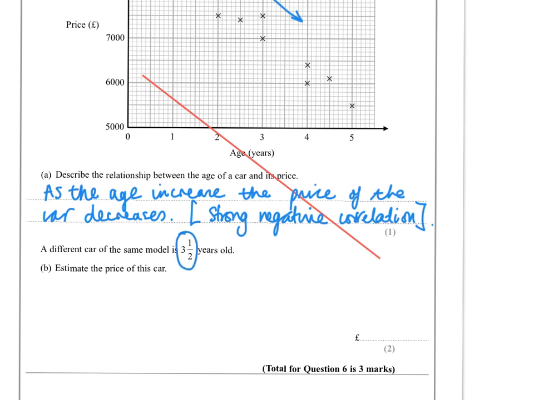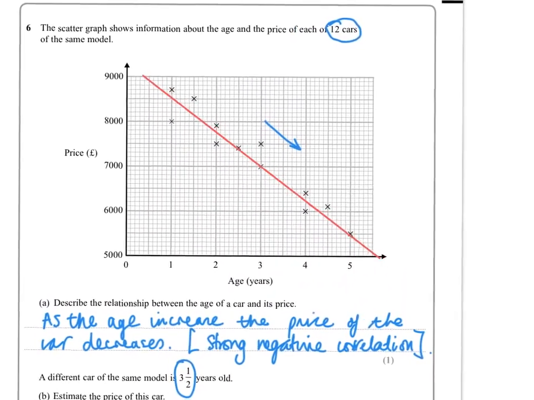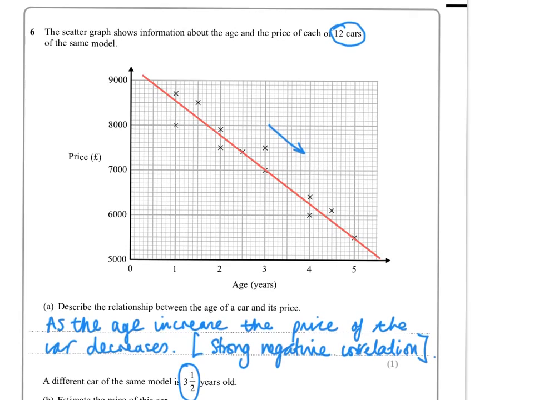Estimate the price. So let's go back to my diagram. Let's get this line of best fit looking accurate. So we want 3.5 years. I'd use your ruler and join these points up carefully and then read off the scale.